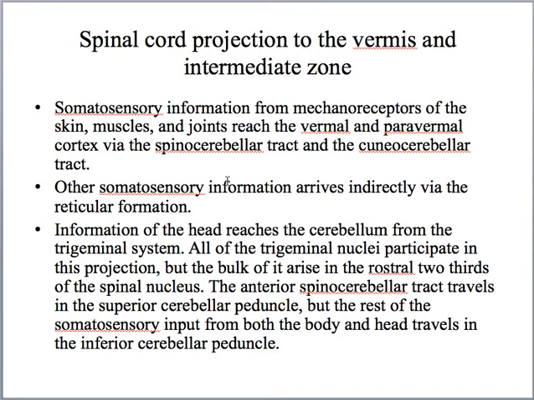Okay, so somatosensory information from mechanical receptors of the skin, muscle, and joints reach the vermis via the spinal cerebellar tract. And the cuneocerebellar tract, remember, is coming from the lateral cuneate nucleus. That's the upper extremity information. And so that's going to enter into the cerebellum, again, via the inferior cerebellar peduncle. Okay?